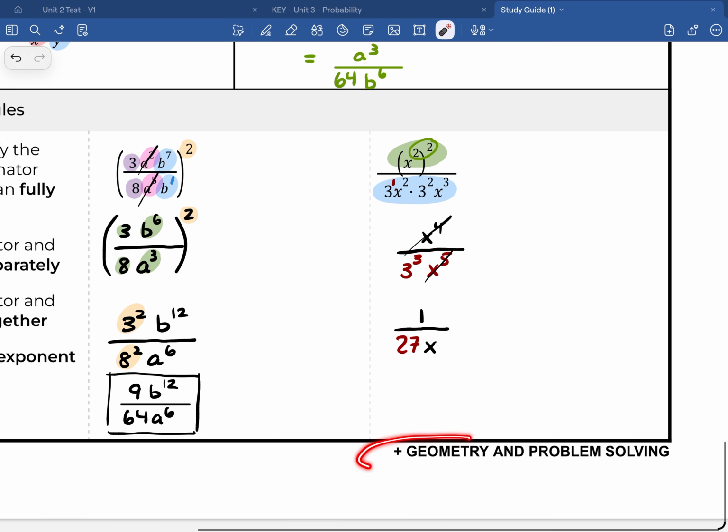Notice at the bottom that I say plus geometry and problem solving. A lot of times on these study guides, we don't have the space to go through those types of questions, but all of them are using skills that we've covered on this entire thing.